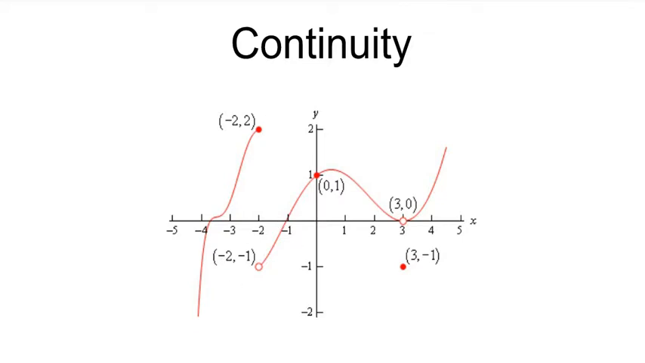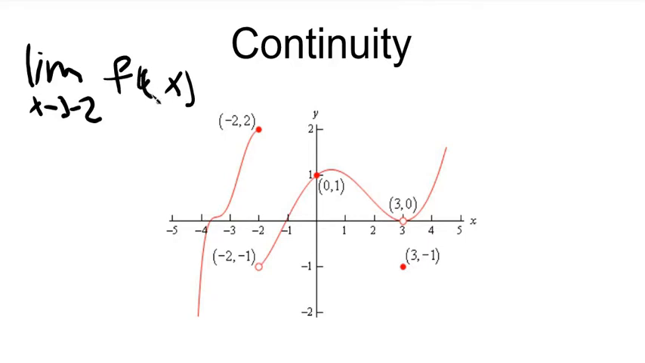Okay, so let's analyze the point -2. How do we analyze 2 points at once? That's where our handy limit comes in. Okay, so the limit as x approaches -2 of f of x.